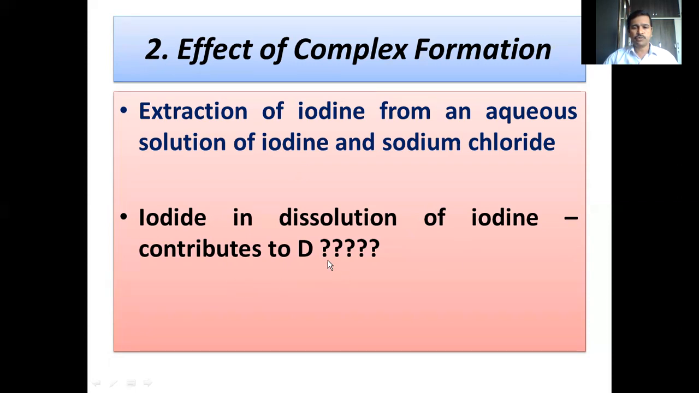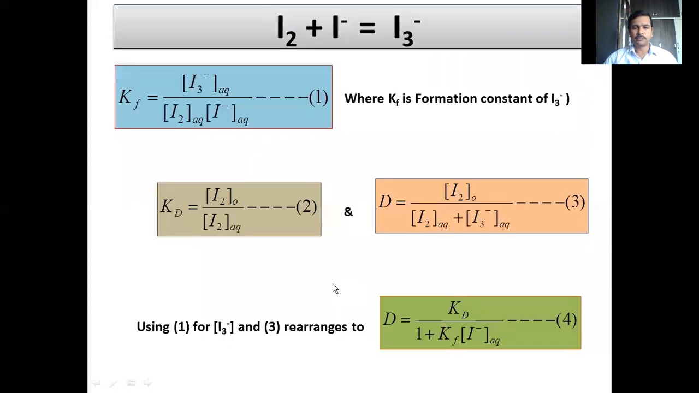Does it contribute to D? This is the question. So we have to understand if we have added more amount of iodide without calculating the required quantity for dissolution of iodine, does it contribute to variation of D or not? So let us discuss that.